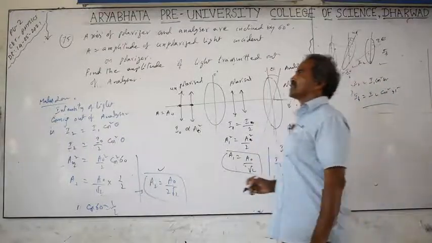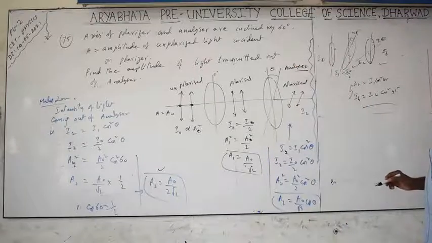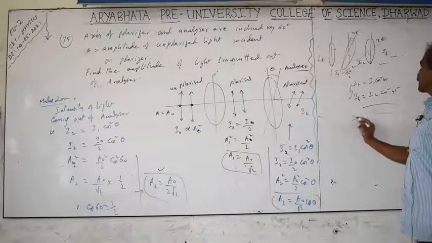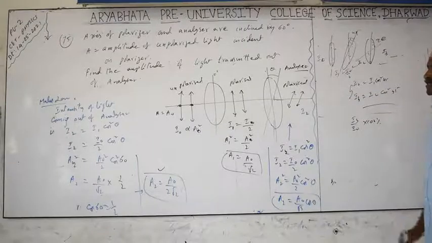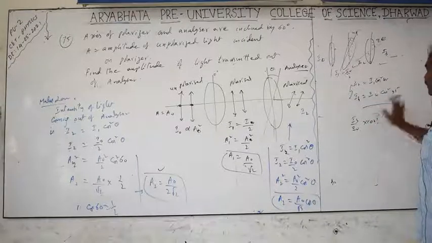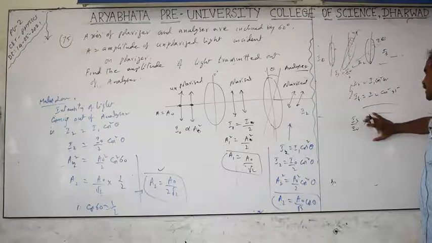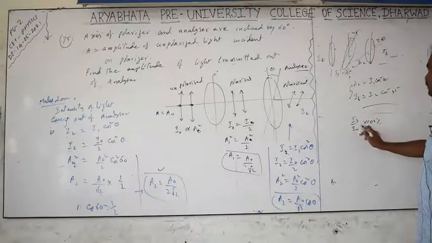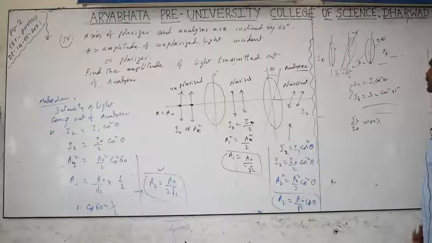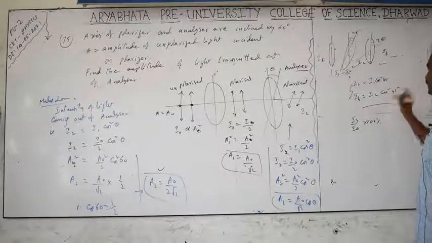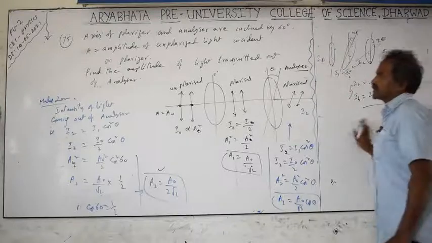If they ask the percentage of the transmitted light compared to the incident, then complete output I3 by I0 into 100%. If they ask the fraction only, fraction of the intensity coming out means don't multiply with 100%, just final output by initial input, that is unpolarized intensity, which is nothing but the fraction of the intensity of light coming out. If they ask the percentage coming out, multiply by 100%.